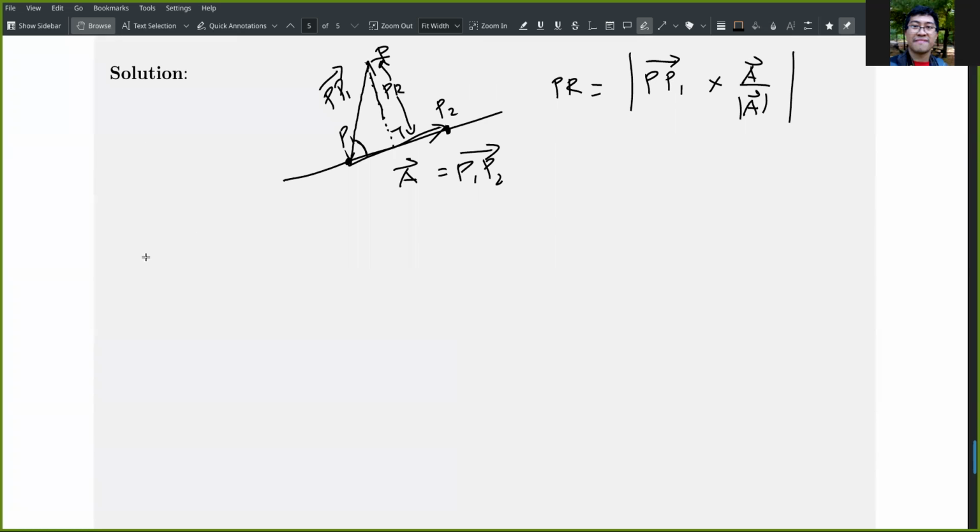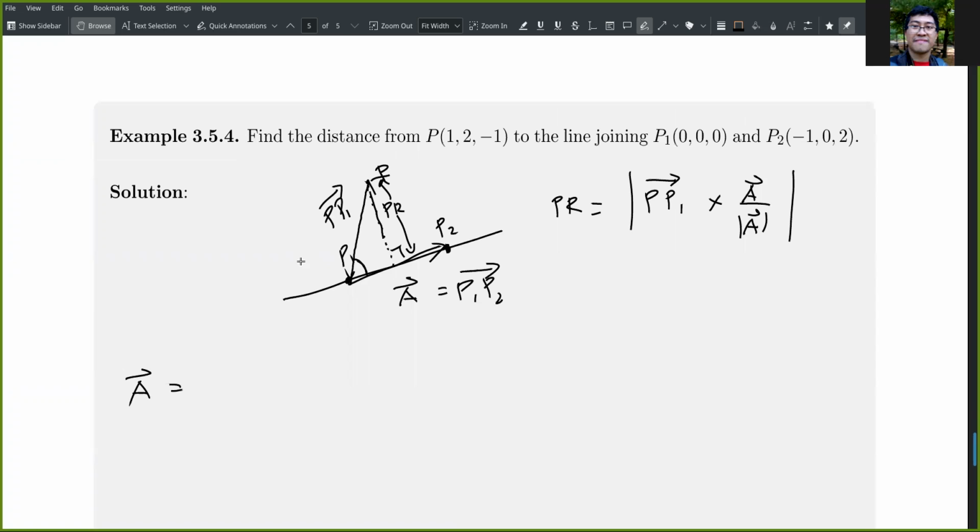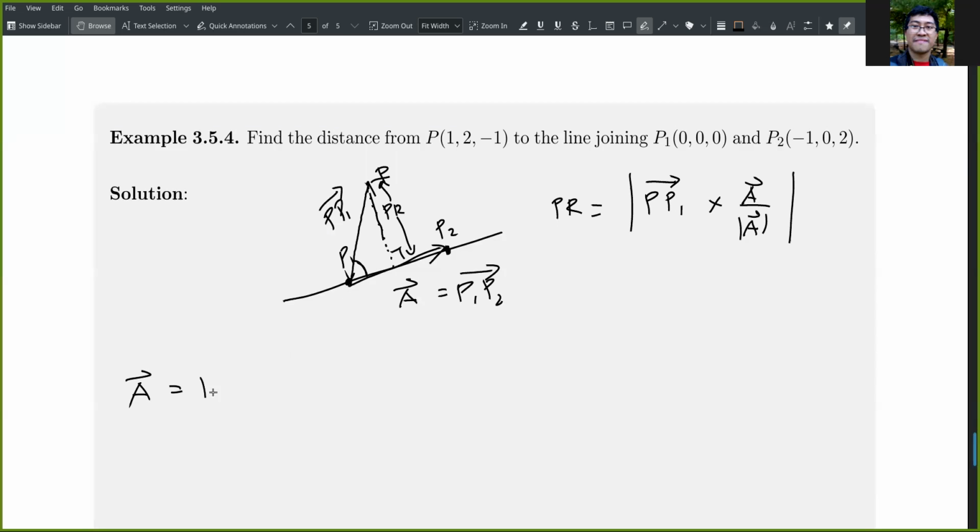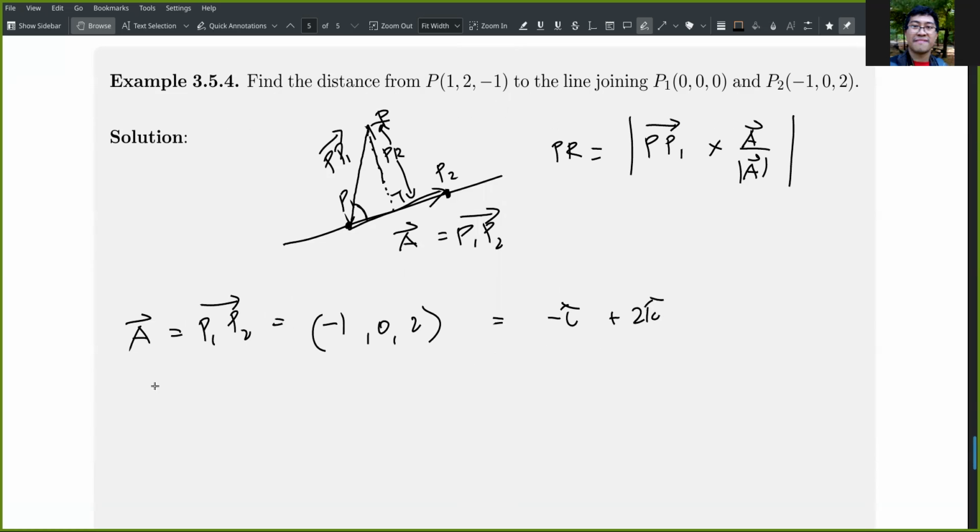Okay, so what is A? In this case, A is simply P1 to P2 connected. So we start with P2. You have negative 1, 0, 2, minus 0. So that's negative i plus 2k. So A over magnitude of A would be negative i plus 2k divided by the magnitude, 1 squared plus 2 squared, that's square root of 5. That's it.